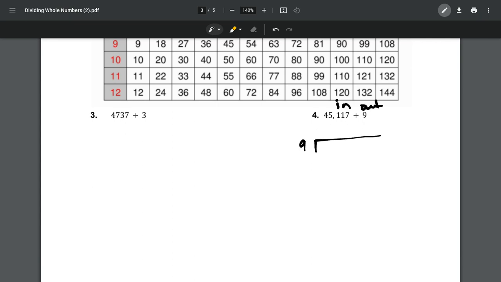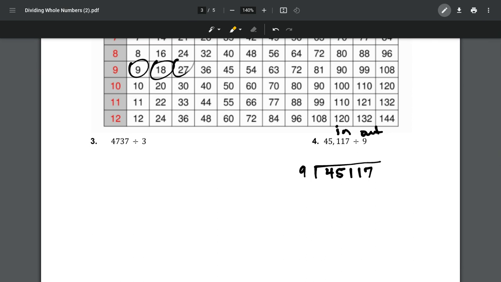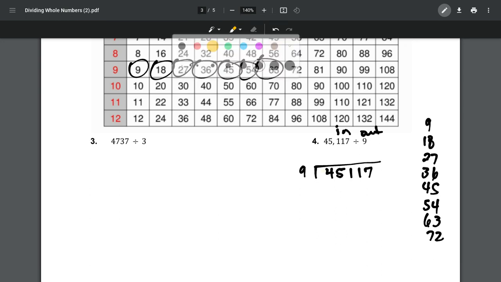9 into 4,517. All right, I'm going to go to the nines and just list some of these nines. Skip count by nines, okay? 9, 18, 27, 36, 45, 54, 63, 72, and so on. All right, so I start off with 9 into the first number. So I start off with 9 into 4. I only have 1, 2, 3, 4. Can I make a group of 9? Nope. So I put a 0.